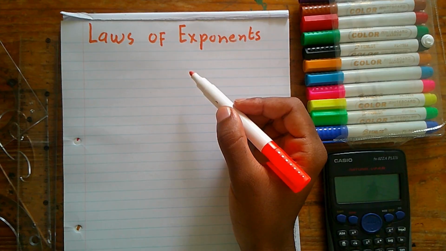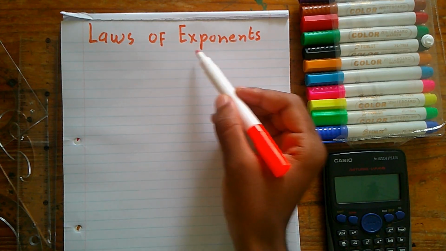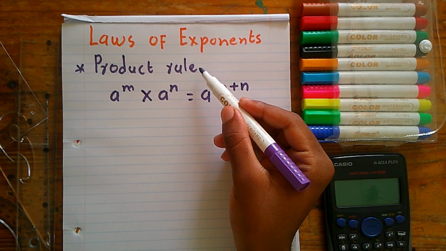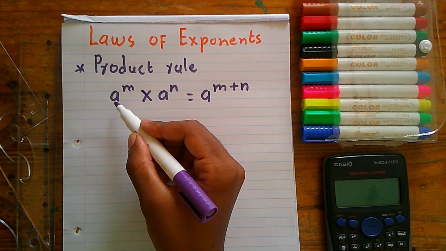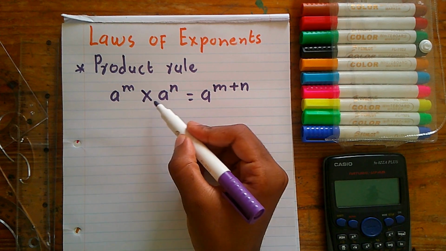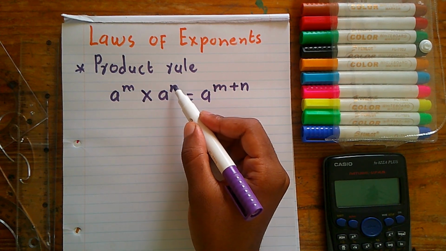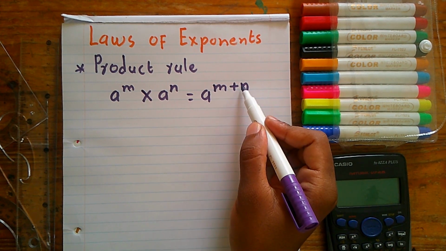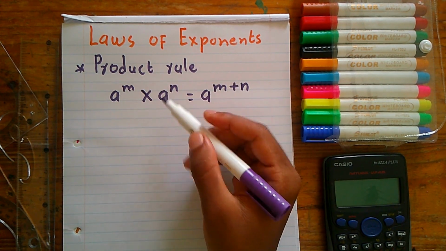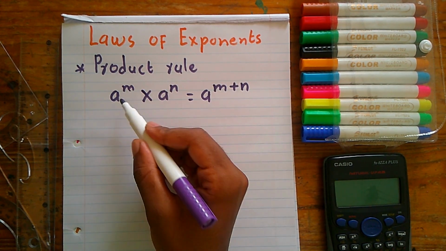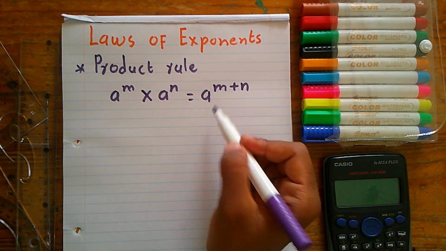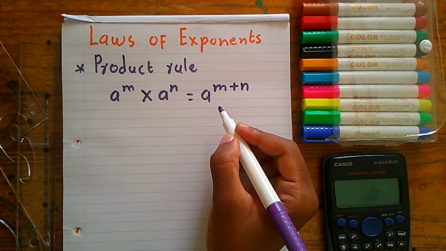That is going to be plus 10y. Now we move on to laws of exponents. And our first law is the product rule, and it states that a to the power of m multiplied by a to the power of n is equal to a to the power of m plus n. What this rule basically says is that when we are multiplying bases which are the same, we are going to add their exponents.